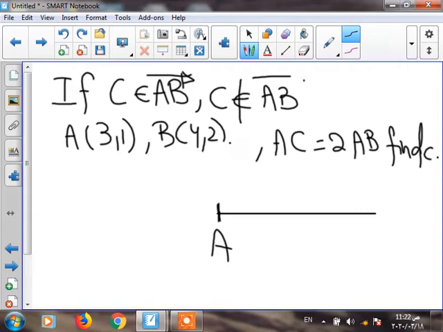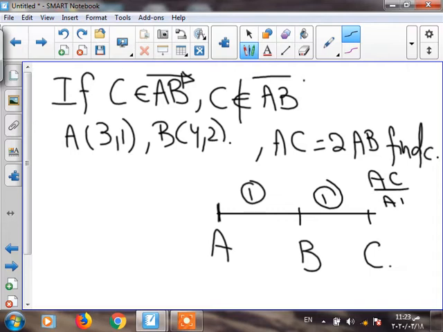This is A and this is B. And this is C. Okay, let me try. He said that AC is twice AB. So this part will be 1 and this part will be 1. Another time, AC over AB will be 2 over 1. So AC is 2 parts and AB is 1 part. So this is going to be 1, 2, 1.